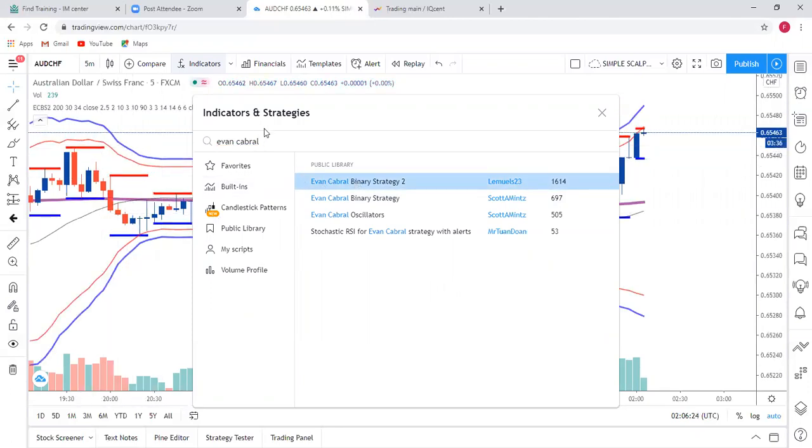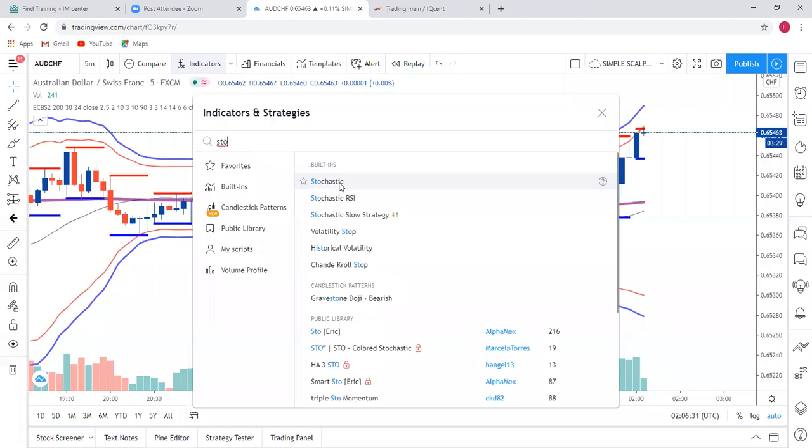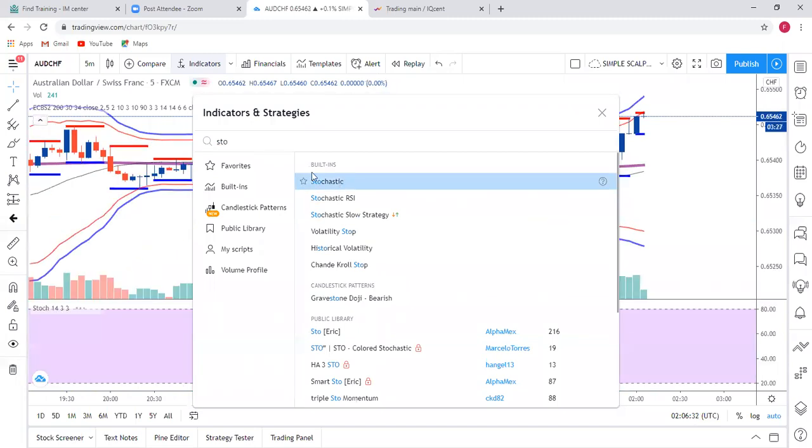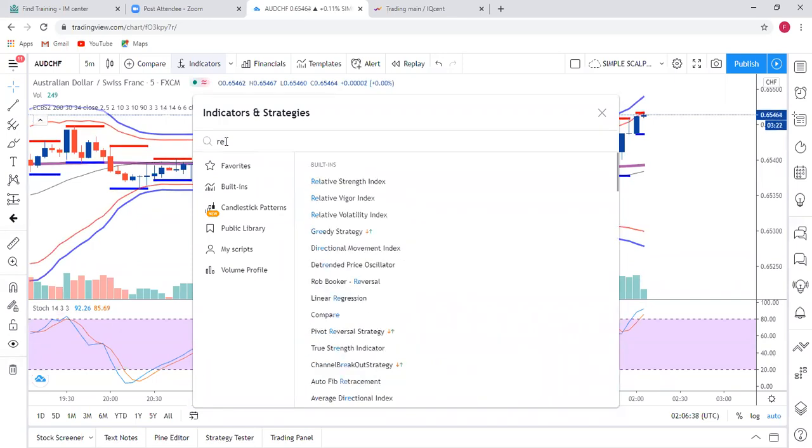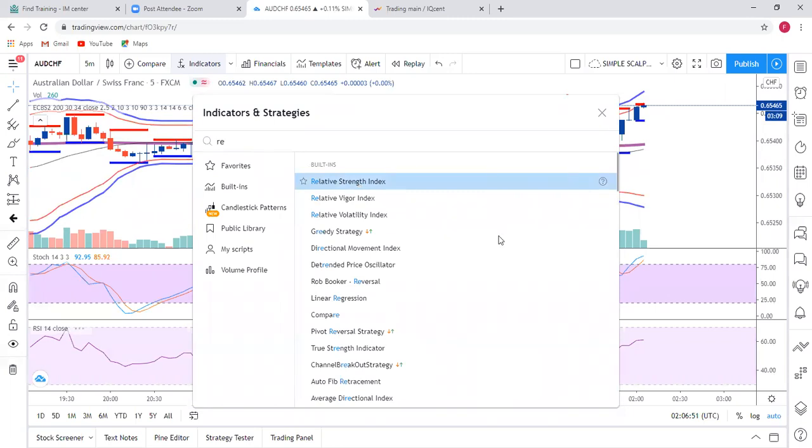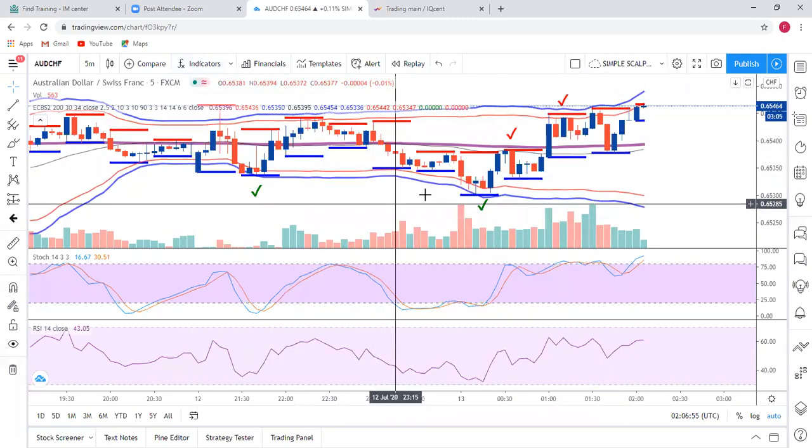Now, the next thing is my stochastic. I'm going to walk you through the settings. I add my stochastic, and the last thing is my relative strength index, which is my RSI. Relative strength index, not relative vigor index, not relative volatility index. So I add my relative strength index. Beautiful. So this is my chart.